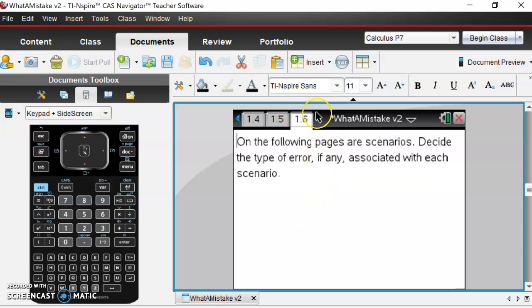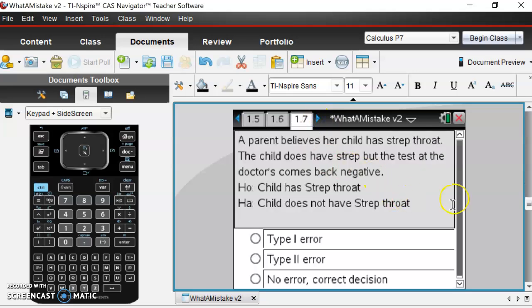So we're going to look at some examples to try to figure out what these are. So here's a problem. Parent believes your child has strep throat. Child does have strep, but the test at the doctor comes back negative. So there's a mistake made here. So this is definitely an error. So it's not no error.